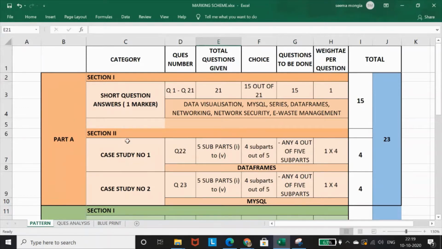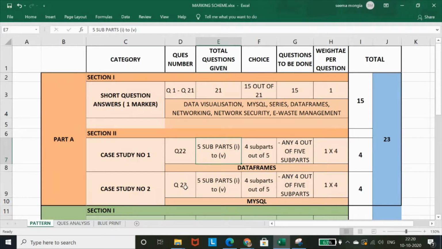Now coming on to section 2. Now this is a new addition as per the new pattern. It has clearly demarcated section 2 as two case studies. Case study number 1 will be question number 22 and case study 2 will be question number 23. So question number 22 will be a 4 marker question which will be having 5 parts. Now, out of these 5 parts, you are not supposed to do all of them. There is an internal choice, and out of 5, you will do only 4 parts. So within question number 22, 5 subparts will be given to you, and you are supposed to attempt only 4.